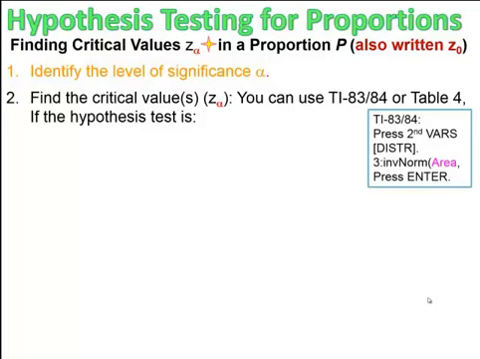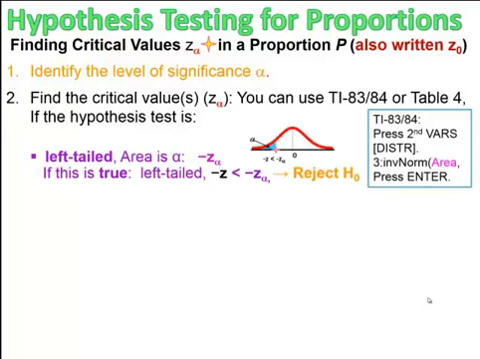Again, you go to the second VARS button under distribution, and you're going to choose number 3, which is the inverse norm. And then you're going to put the area. And remember, the area and alpha are the same. Alpha is our area. And then you would press enter. So if you have a left tail test, then alpha is the area that you would enter in, and then you would find your critical value, your z sub alpha. If you have a test statistic that is less than your critical value, then it rejects the null hypothesis because that test statistic would fall into the rejected region.